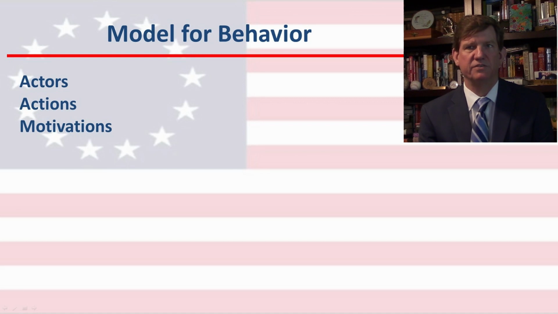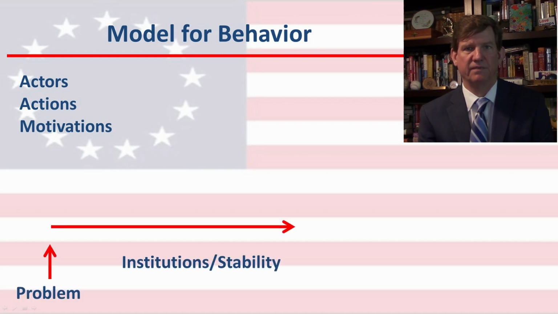Actors, actions, motivations. We can analyze these actors and the actions they took by looking at the problems that they think they had. Those problems influenced the decisions they made in their lives. So we have to ask ourselves, what problems did people face, and what actions did they take to solve those problems? And that could help us understand their motivations.